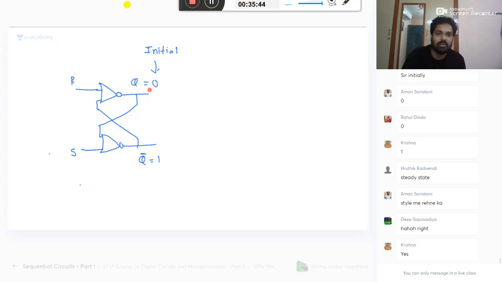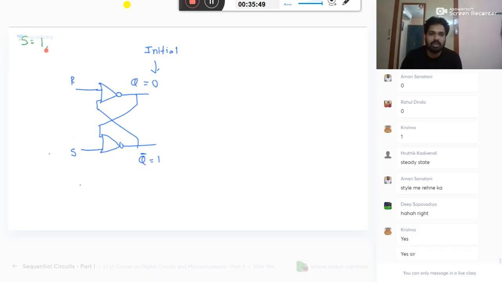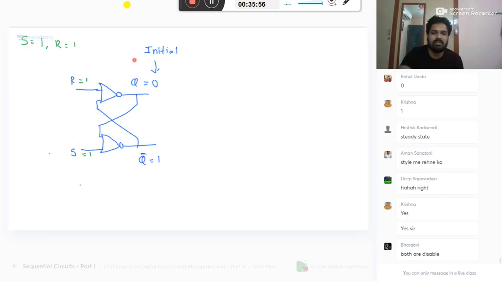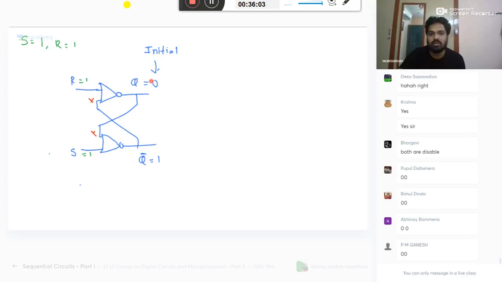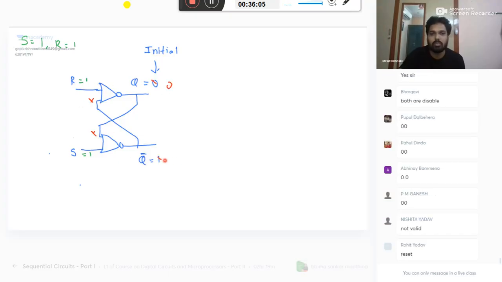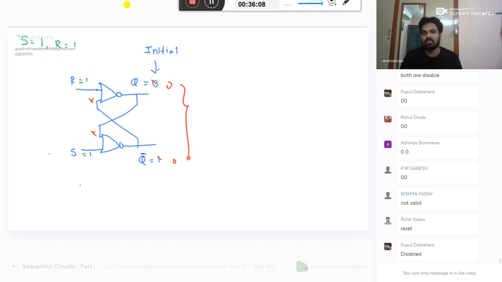Okay, now see here, the last one: S equal to 1, R equal to 1. Initially anything, it doesn't matter, it's a dummy. 1 plus anything is 1, whole bar is 0. Both will become 0 here. Both will reset. When this cross comes, you understand it can be anything. This is what we call the invalid state.